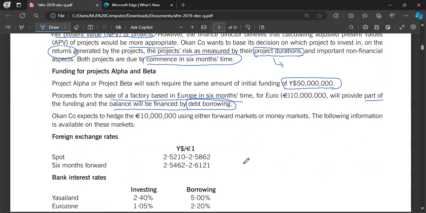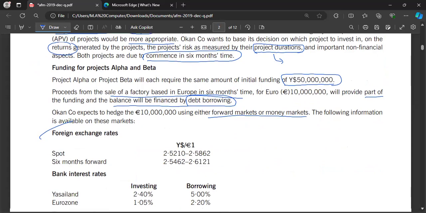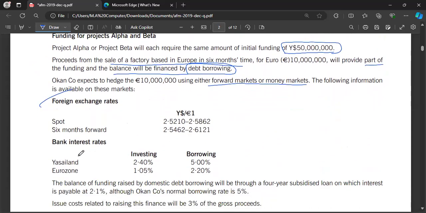Okan Company expects to hedge the euro using either forward markets or the money market. The following information is available on these markets. The examiner has given you the foreign exchange spot rates and the forward rates, as well as the investing and borrowing rates of the euro and the other currency.